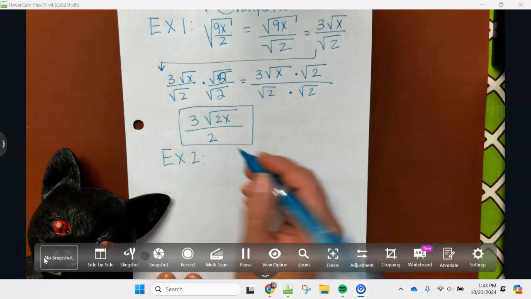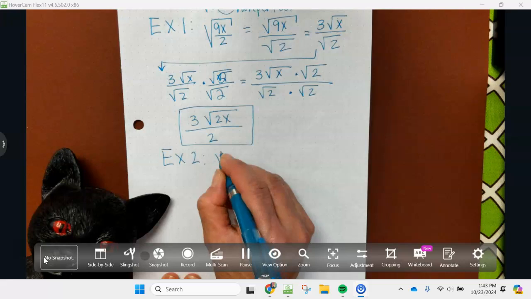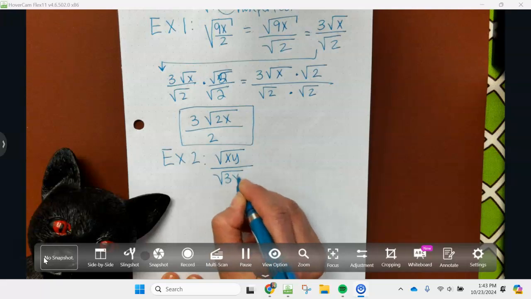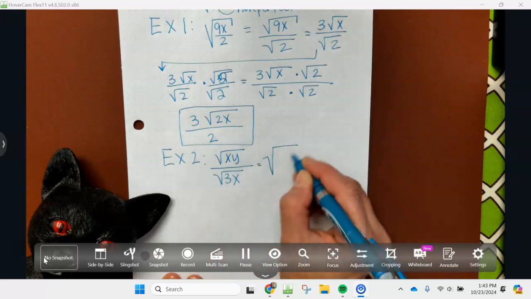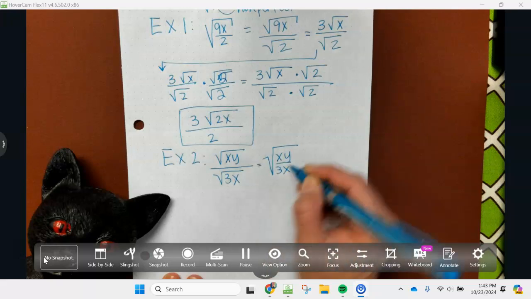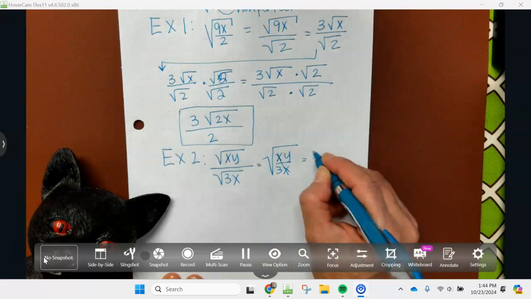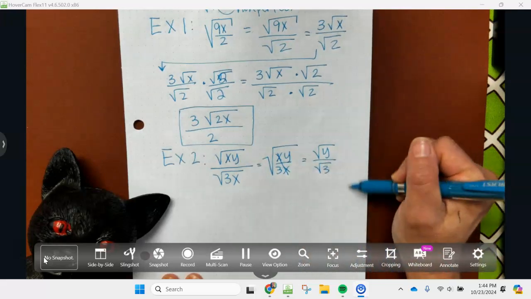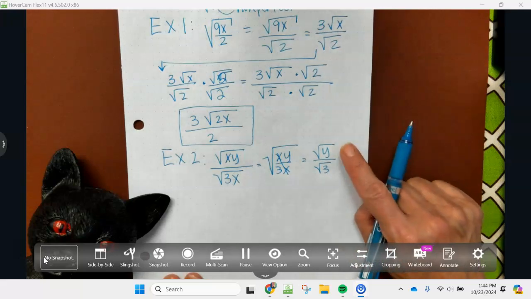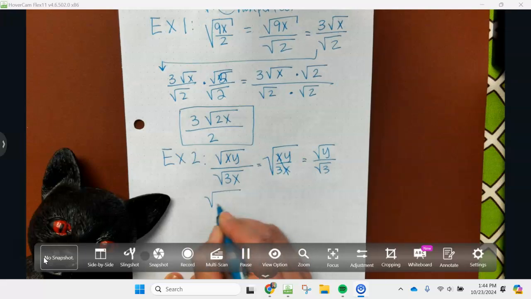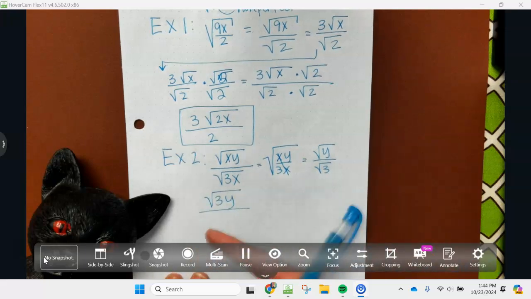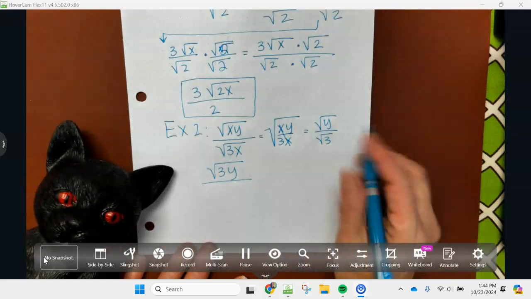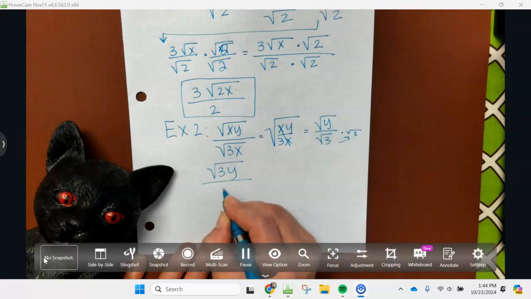Okay, so for example 2, let's write down the square root of xy on the top divided by the square root of 3x. Now again, if I wrote this all together, those x's are going to cancel out. So essentially what we're going to have is the square root of y over the square root of 3. And you're going to multiply the top and the bottom by the square root of 3. When you multiply the top by the square root of 3, you're going to stick them together like that. Check to see if you can simplify, but you can't simplify on that. And then root 3 times root 3 is just 3.